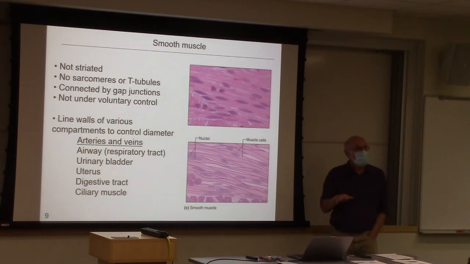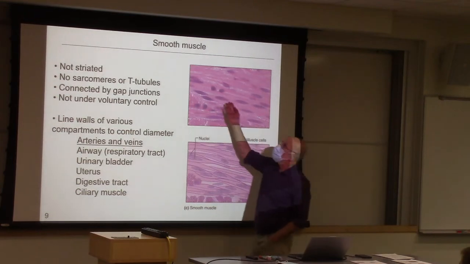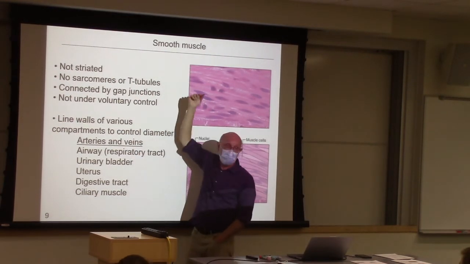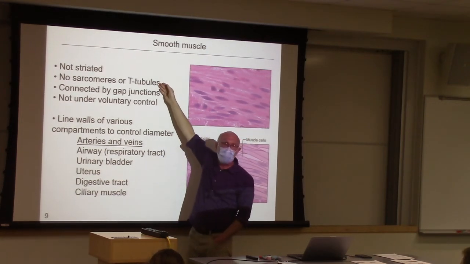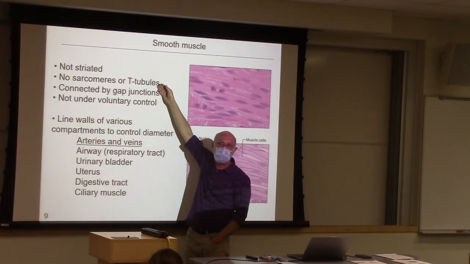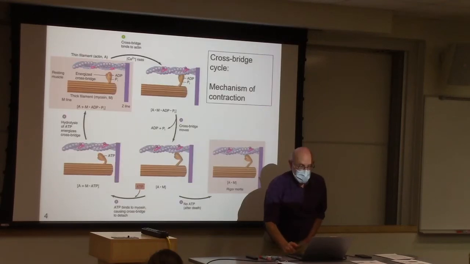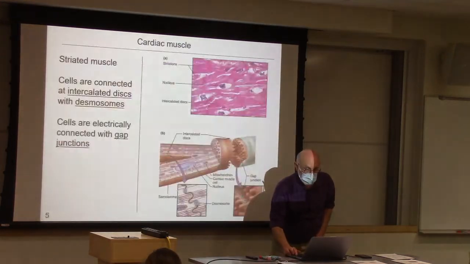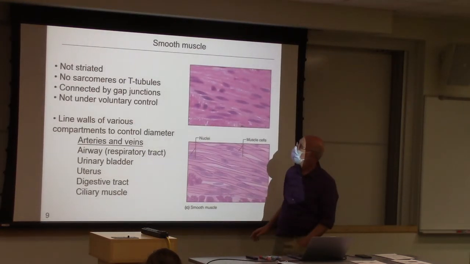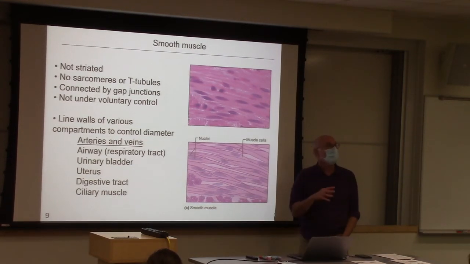Okay, so smooth muscle is different from heart and skeletal muscle. It's not striped, so it's not striated muscle. It doesn't have sarcomeres or T-tubules. It does not have this organized structure. It does have actin and myosin, but they aren't organized into sarcomeres and Z discs and all that.